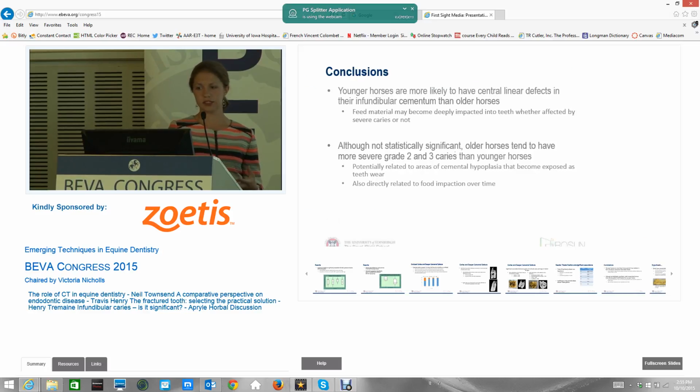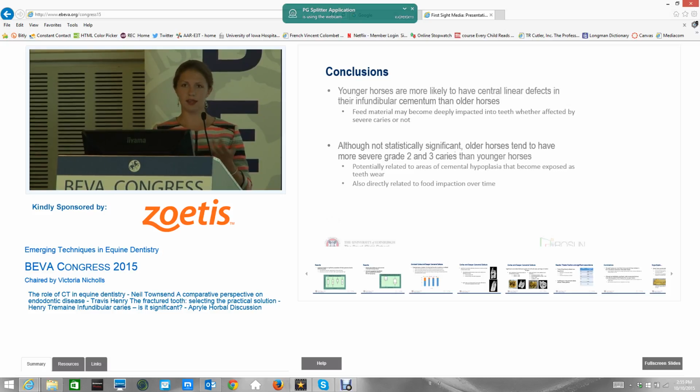So as far as central linear defects are concerned, younger horses are more likely to have them than older horses. And this shows why feed material may become deeply impacted into the teeth, whether they're affected by severe caries or not, and no matter what the age of the horse is. It's not statistically significant either in my figures, but older horses tend to have more severe caries than younger horses do. And as I'll show in a moment here, that's potentially related to these areas, I think kind of as Travis mentioned, that they have these hypoplastic areas that then suddenly become exposed as the teeth normally wear. And then they become exposed to the oral cavity as these quite large defects that food directly impacts into then.